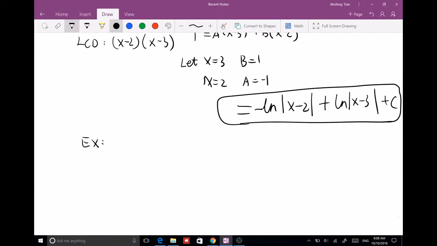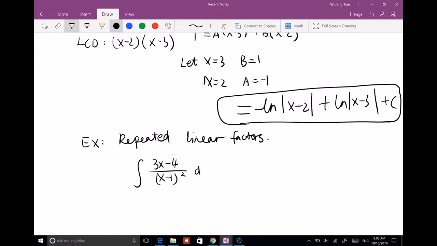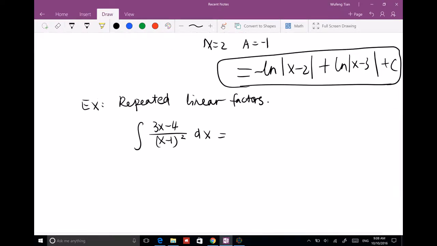Okay, next one, we're going to look at one more example, maybe two more examples. Repeated linear factors. What if I have (3x minus 4) over (x minus 1) squared dx? Can anyone tell me, if I decompose this fraction, what would my integral be? It would be which two fractions?